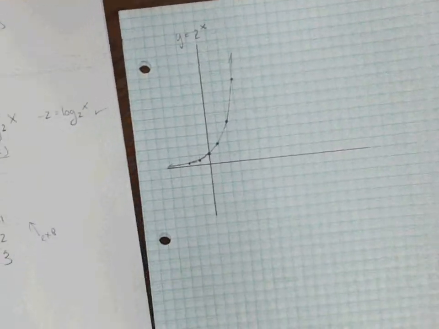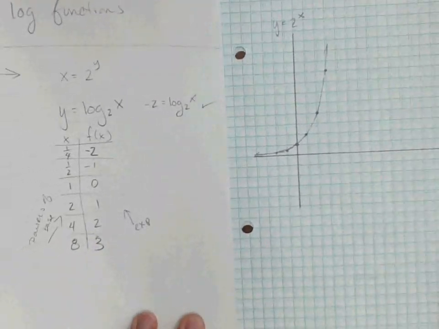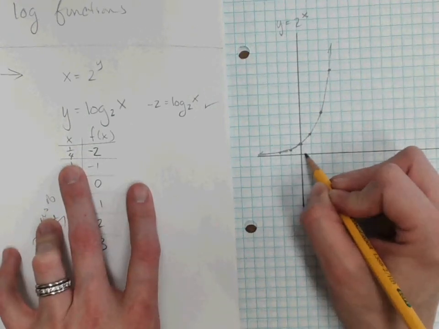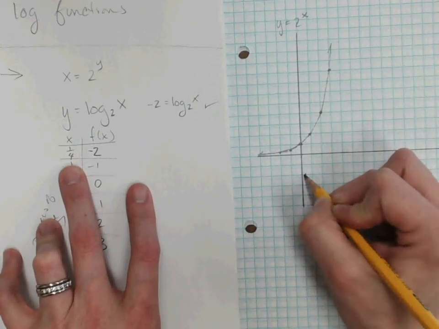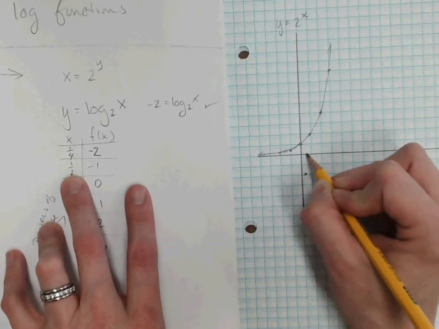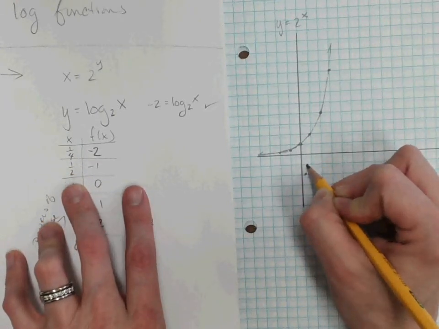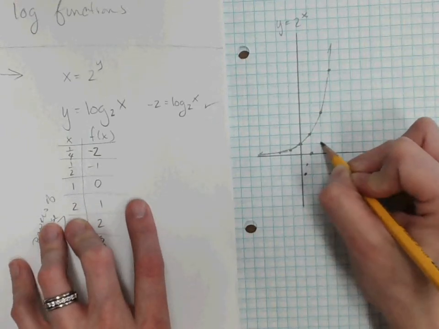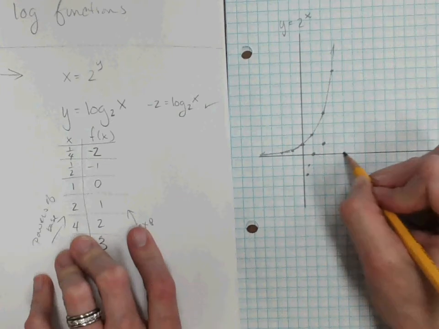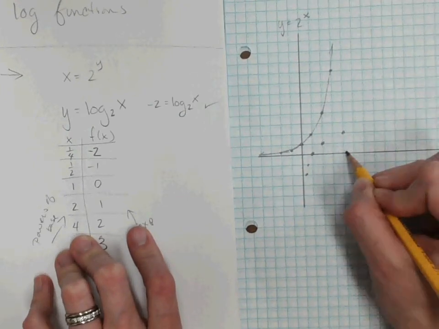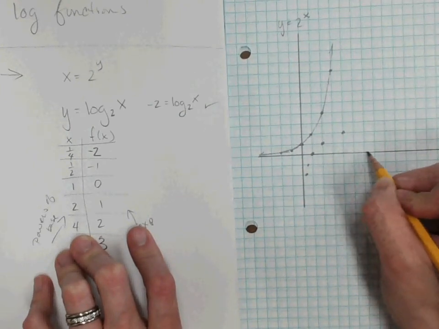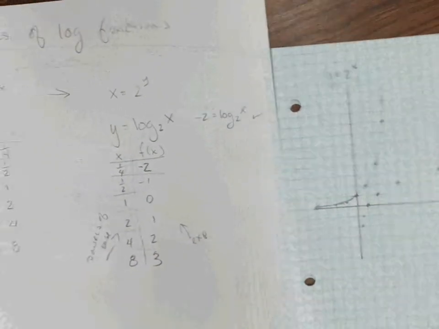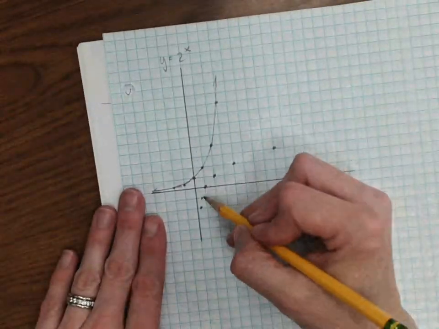So let me scoot this over here so I can see my graph and my table at the same time. There we go. So my x is 1/4, and then I'm down here at -2. My x is 1/2, I'm up here at -1. X is 1, y is 0. X is 2, y is 1. X is 4, y is 2. Then 5, 6, 7, 8, and then I'm up here at 3. So now that I've got this graph on here, we can kind of see the shape of it.